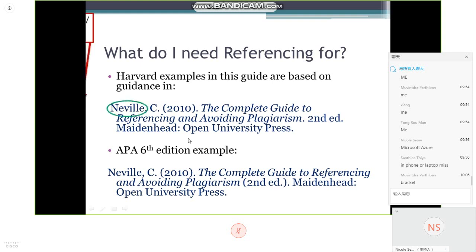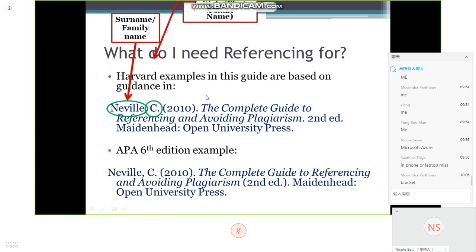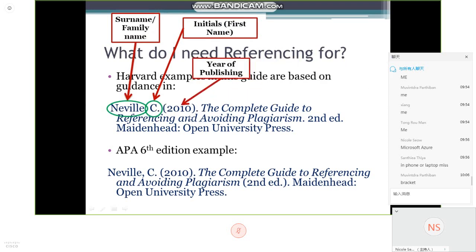Okay, so this over here is the surname or family name. When you create a reference for the author, the surname, the family name, must be in full. Then followed by the first name, so this is the initial. You need to have the initial that comes after the family name. Right next to it is the year of publishing. The year of publishing states that this is the year the book was published.